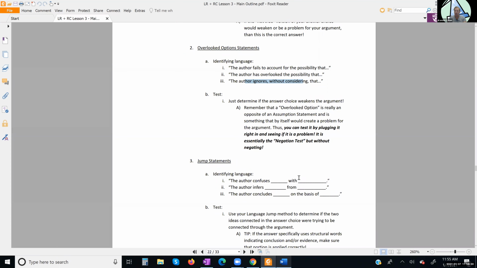Yeah, that would be a correct answer. Okay. The author infers immoral from evidence of stealing a cell phone. I'd be okay with that. The author concludes that someone was immoral on the basis of stealing a cell phone. Great, I'm okay with that. Now notice how these ones here have structure to them.